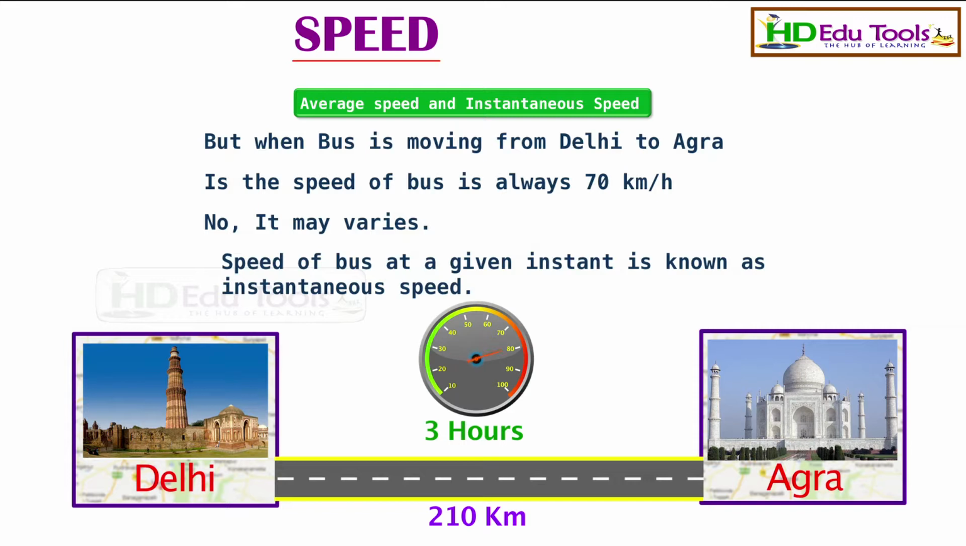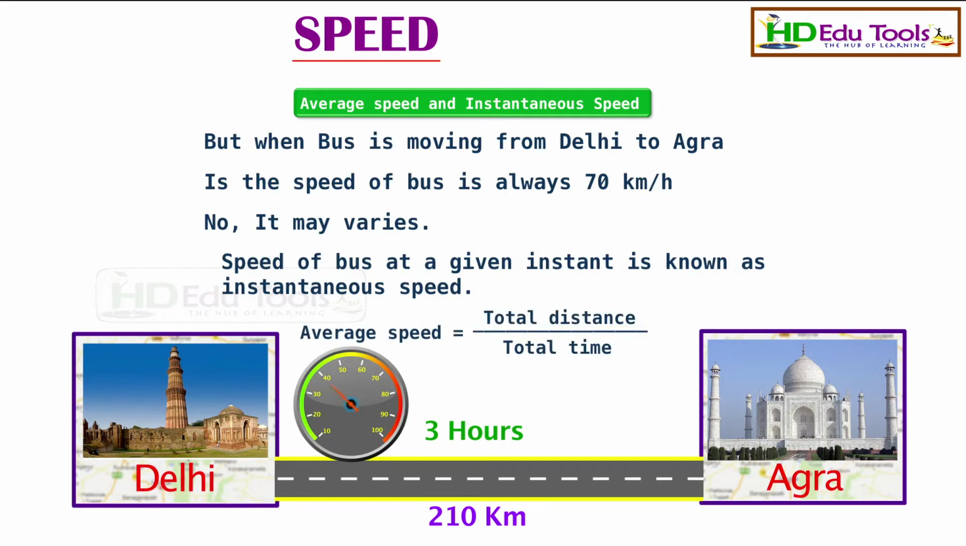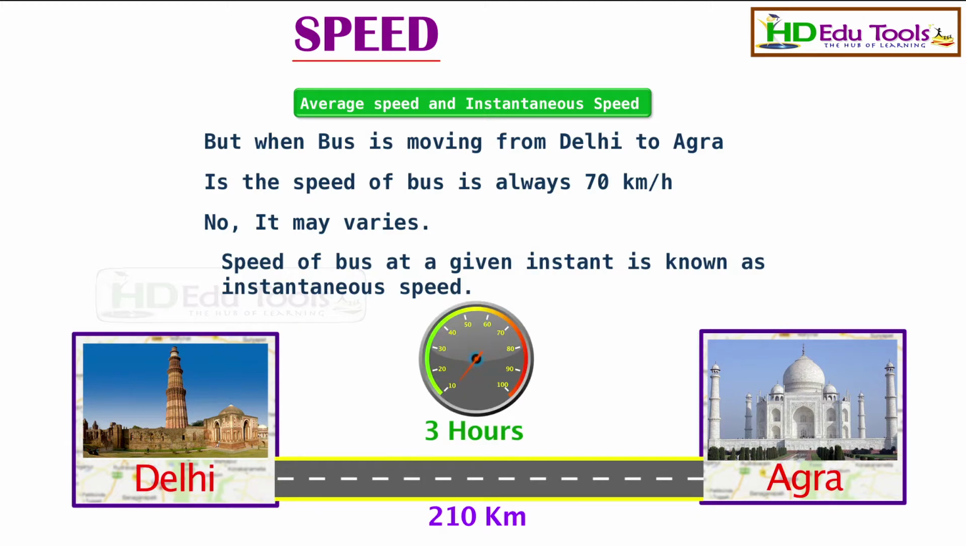But the average speed is different from this speed. Average speed is nothing but total distance by total time taken, and the instantaneous speed is the speed of the particle at a particular instant of time. This is the difference between average speed and instantaneous speed.